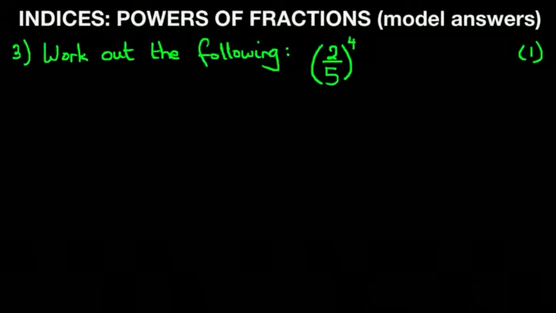Let's move on to our next question. Number 3. Work out the following. 2/5 to the power of 4. Again, the first thing to notice is that this is a 1-mark question. Now let's write our formula again. We have x over y, brackets to the power of n. This simply becomes x to the power of n over y to the power of n.